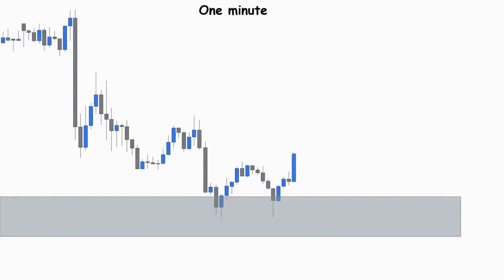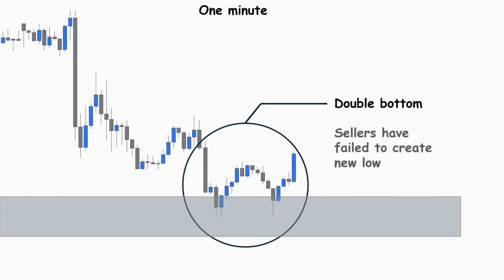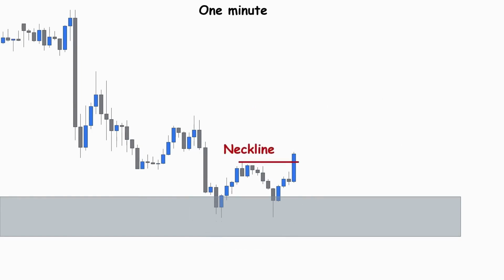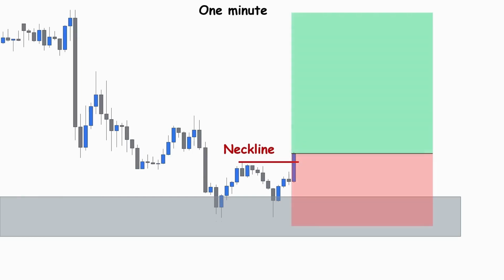Now in the 1-minute chart, I'm looking for a very specific chart reversal pattern called double bottom. A double bottom is an M-shaped reversal pattern that signals a possible reversal. It shows the sellers have failed to break below the market structure and create a new lower low. This pattern completes when the price breaks and closes above the neckline. And that's all we need to enter the long position.